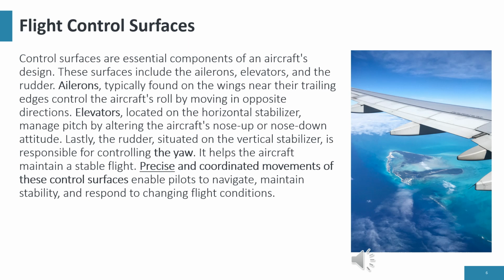Control surfaces are essential components of an aircraft's design. These surfaces include the ailerons, elevators, and the rudder. Ailerons, typically found on the wings near their trailing edges, control the aircraft's roll by moving in opposite directions. Elevators, located on the horizontal stabilizer, manage pitch by altering the aircraft's nose-up or nose-down attitude. Lastly, the rudder, situated on the vertical stabilizer, is responsible for controlling the yaw. It helps the aircraft maintain a stable flight. Precise and coordinated movements of these control surfaces enable pilots to navigate, maintain stability, and respond to changing flight conditions.